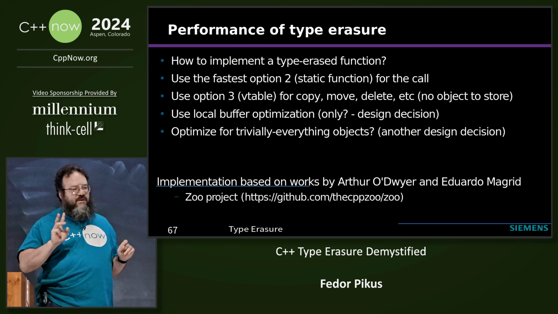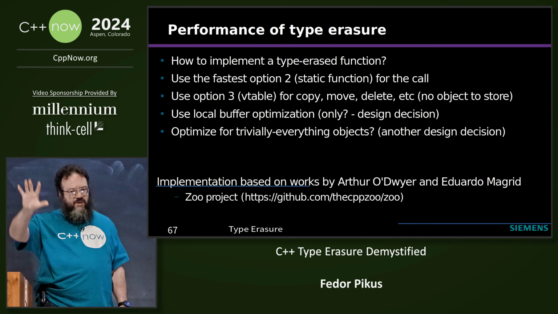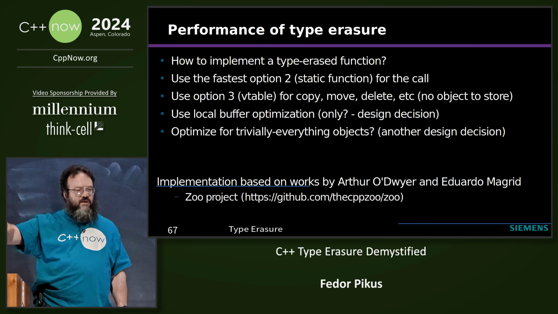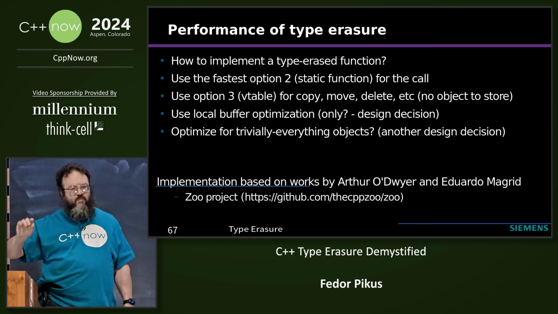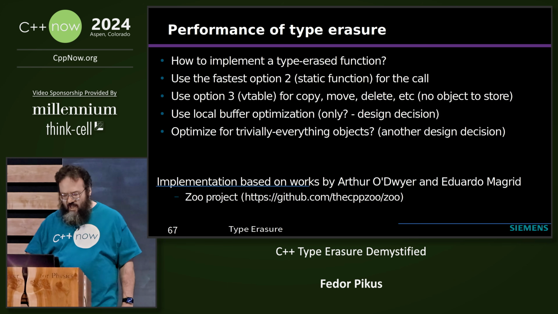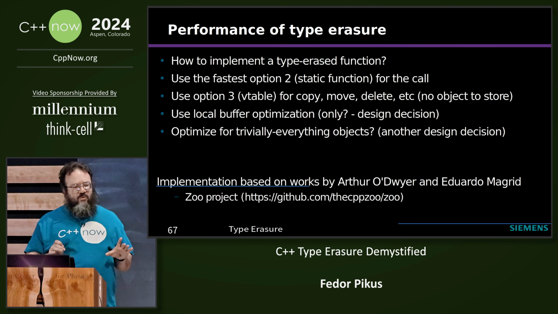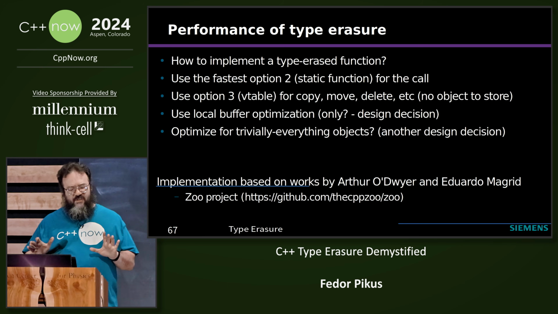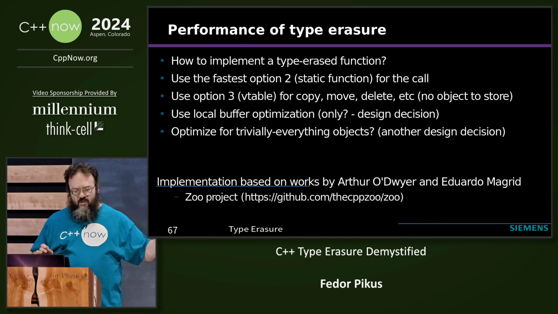So I end up with two pointers in my object, one to the static function and one to the vtable, which in itself has however many static pointers I need. I'm not going to look at the performance of the vtable because I'm only benchmarking the call, not the copying. I'm going to use local buffer optimization, and I'm going to restrict myself to small enough types for which std::function, which also uses a local buffer optimization, also uses its local buffer. So I'm going to be fair in my comparison.